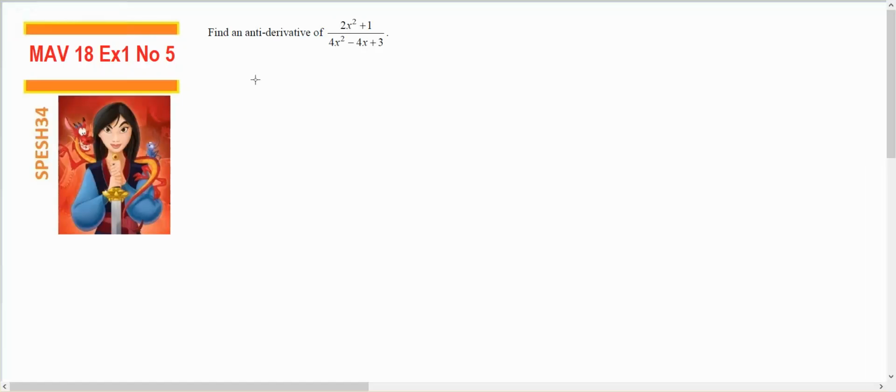This is for Year 12 Specialists. It comes out of MAV 2018 Exam 1, question number 5. Find an antiderivative. So, I don't have to have C because it's an antiderivative.